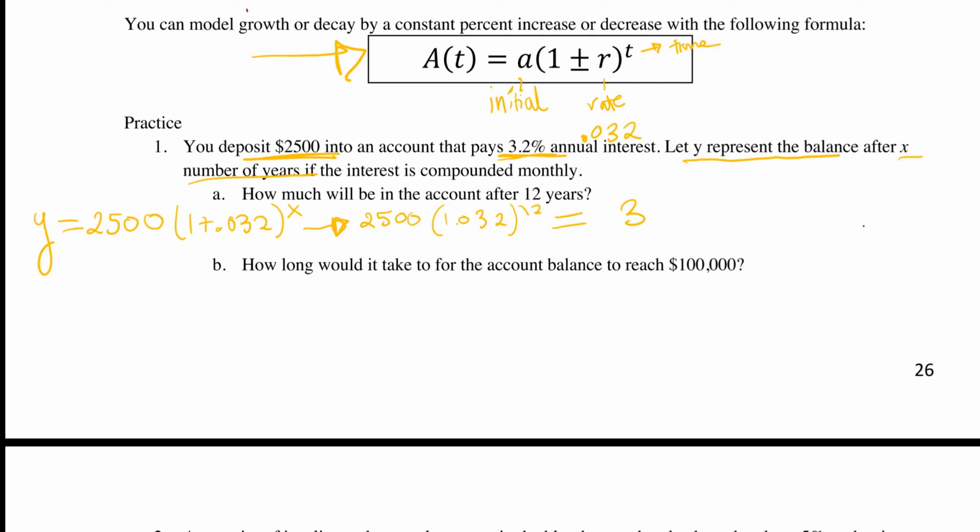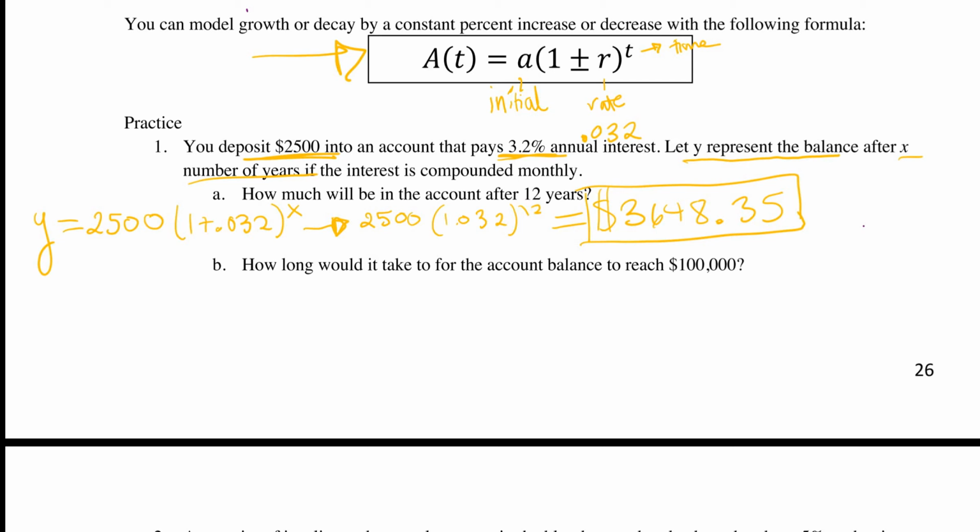What was it? I believe it was 36.48. Let me double check my work. 36.48 and 35 cents. You want to make sure you have the proper amount of decimals, right? We're talking about cents, so we're going to go down to the hundredths, and the proper amount of units.